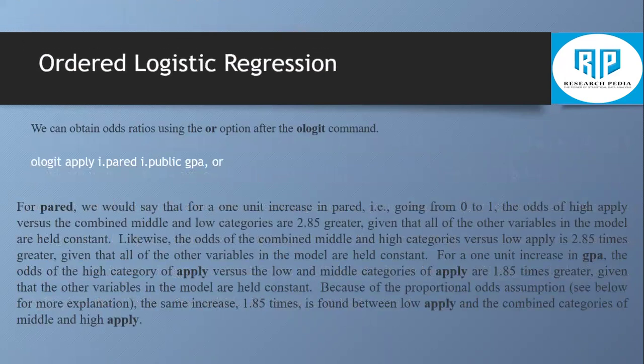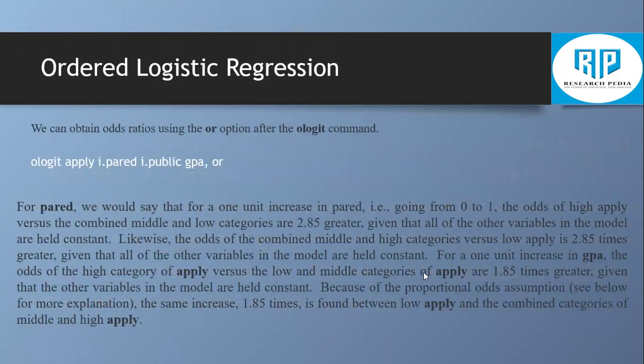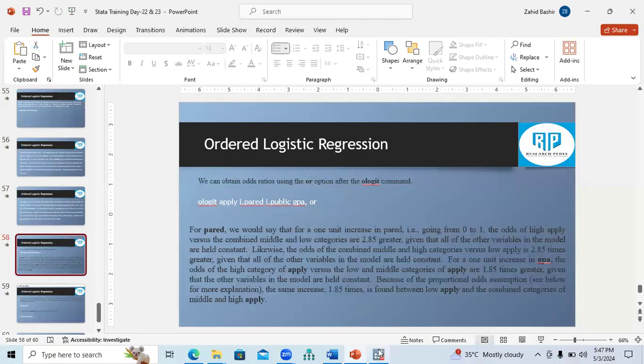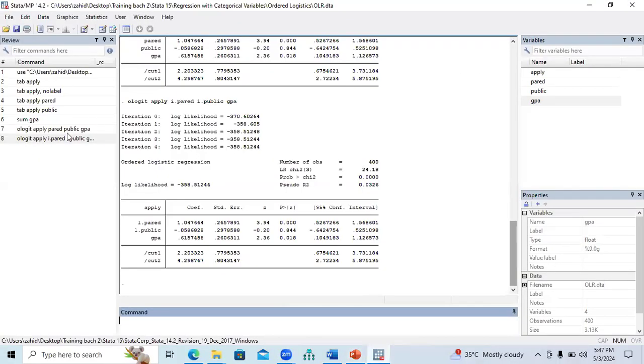Then we need to understand the odds ratios. First of all, I need to run the odds ratios here. What I need to do is run the similar model. I need to add a comma here and then or.